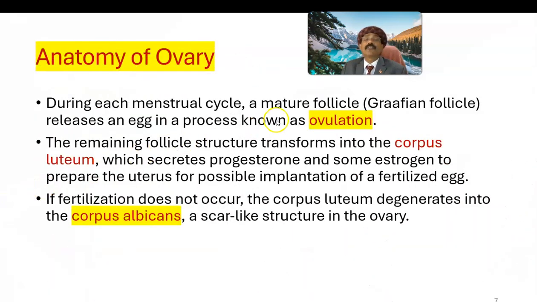During each menstrual cycle, a mature follicle, the Graafian follicle, releases an egg in a process known as ovulation. The remaining follicle structure transforms into corpus luteum, which secretes progesterone and some estrogen to prepare the uterus for possible implantation of a fertilized egg. If fertilization does not occur, the corpus luteum degenerates into the corpus albicans, a scar-like structure in the ovary.